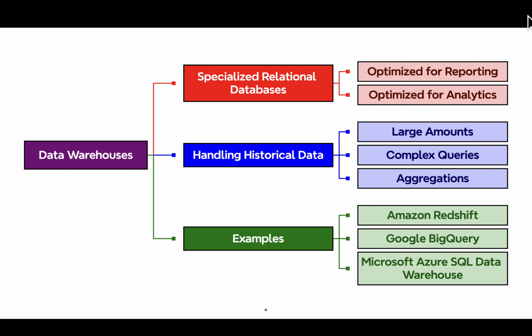Data warehouses. 1. These are specialized relational databases that are optimized for reporting and analytics. 2. They are designed to handle large amounts of historical data and support complex queries and aggregations. 3. Examples include Amazon Redshift, Google BigQuery, and Microsoft Azure SQL Data Warehouse.